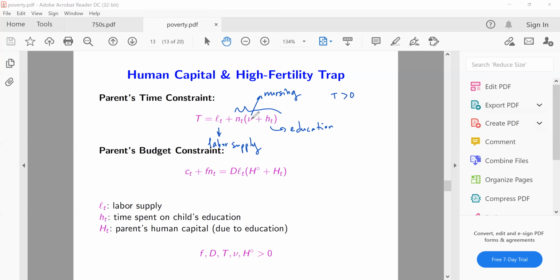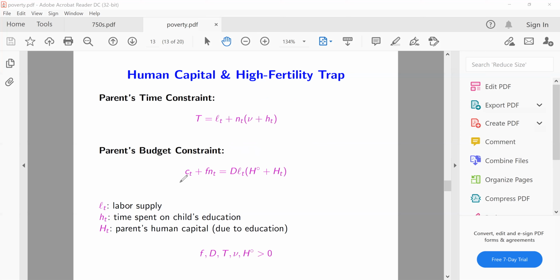So in total, nu units, where nu is positive as well, are spent on nursing, and h_t units are spent on education for each kid. In total, this amount, N_t times (nu plus h_t), is spent on children. Okay, so T is the total time endowment. The remaining time is supplied as labor. Now there is also a budget constraint.